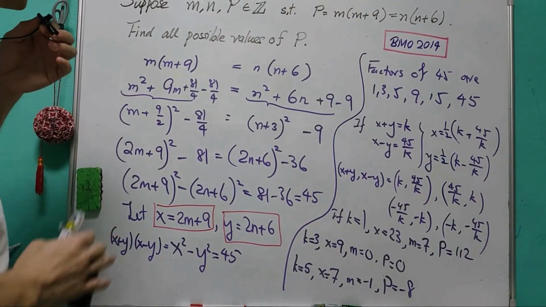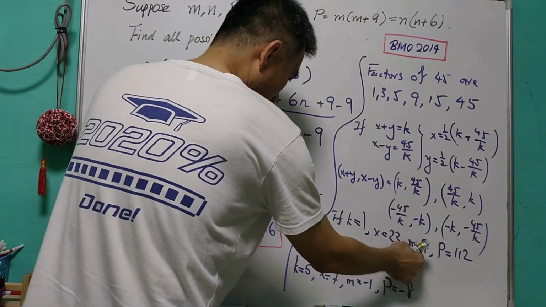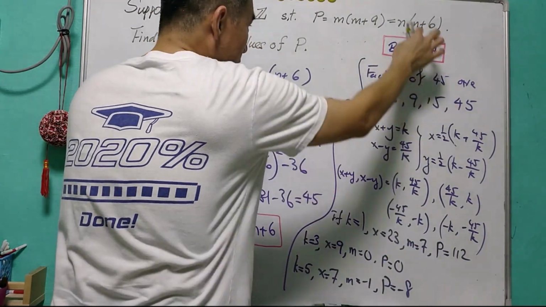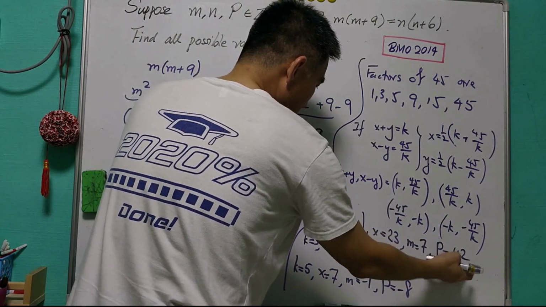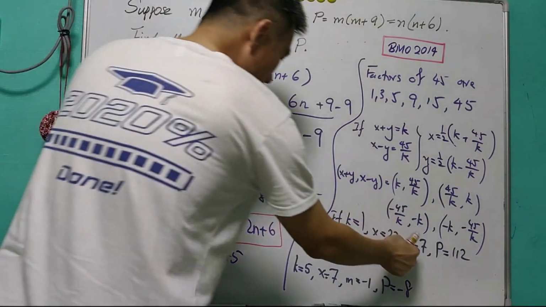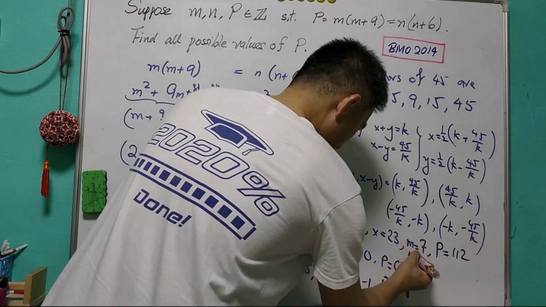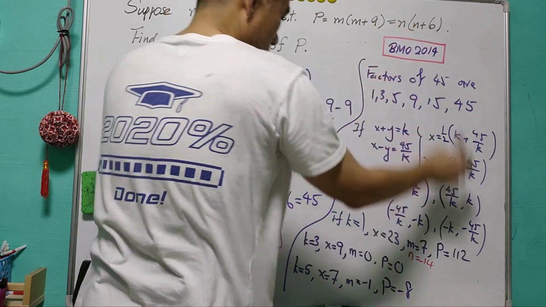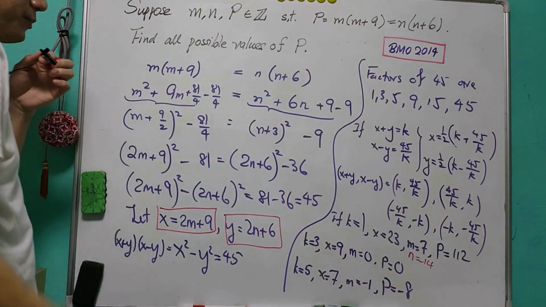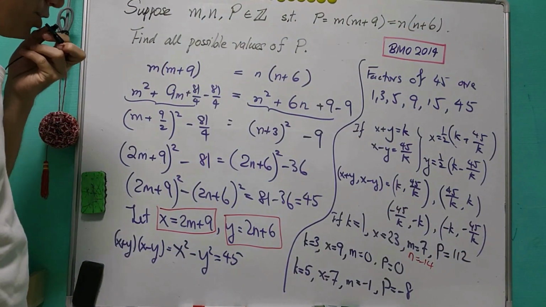But we have to make sure that for this value of m, there is a corresponding integer value of n. Otherwise, this may not be achievable. For m equals 7 and n equals negative 14, both of these will give us p equals 112. So p equals 112 is achievable.